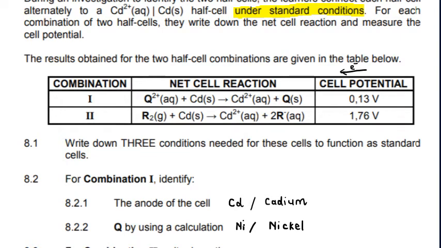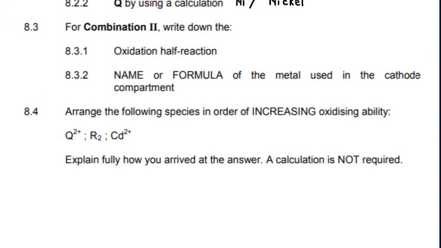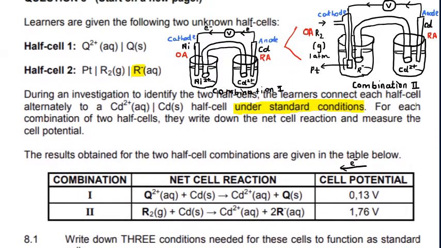Okay, so nickel. Question 8.3, we are now looking at combination number 2, and we are asked to write down the oxidation half reaction and also the name or formula of the metal used in the cathode component. That I feel we already have on our sketch.